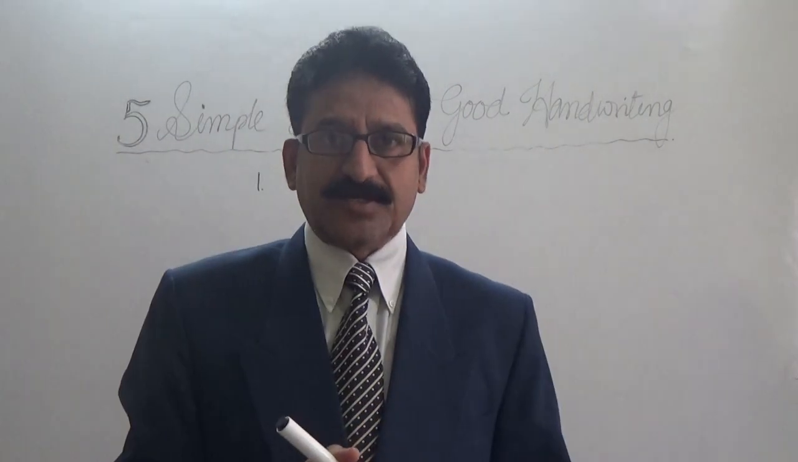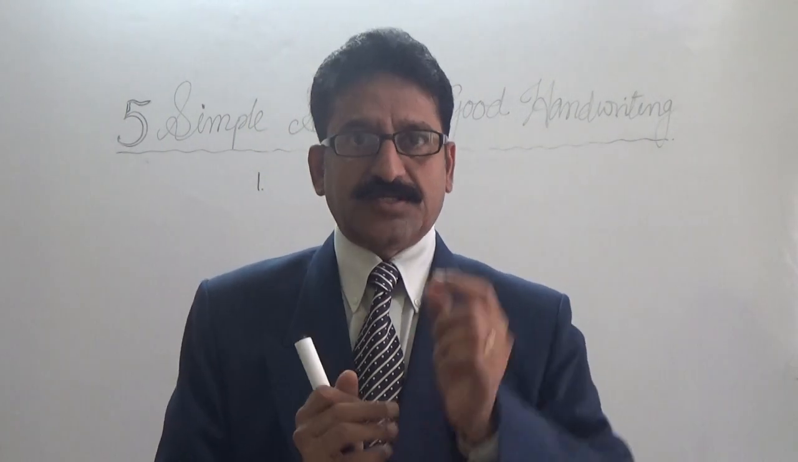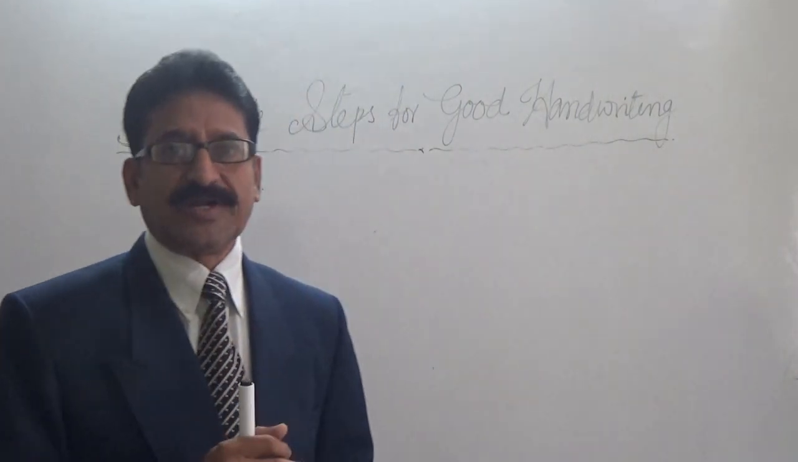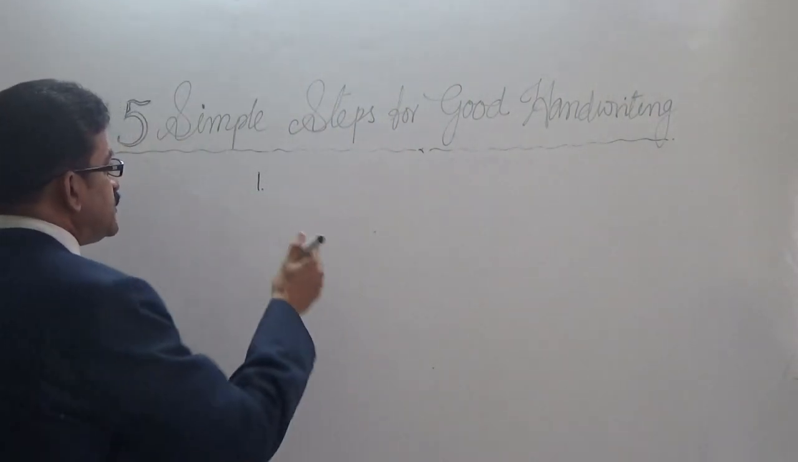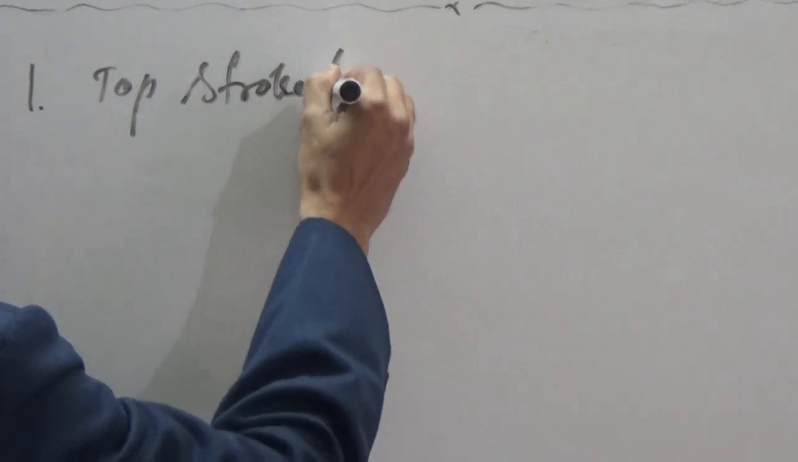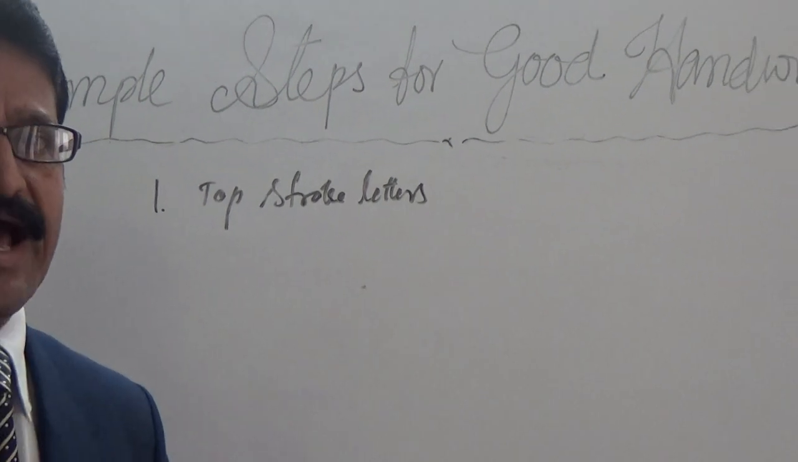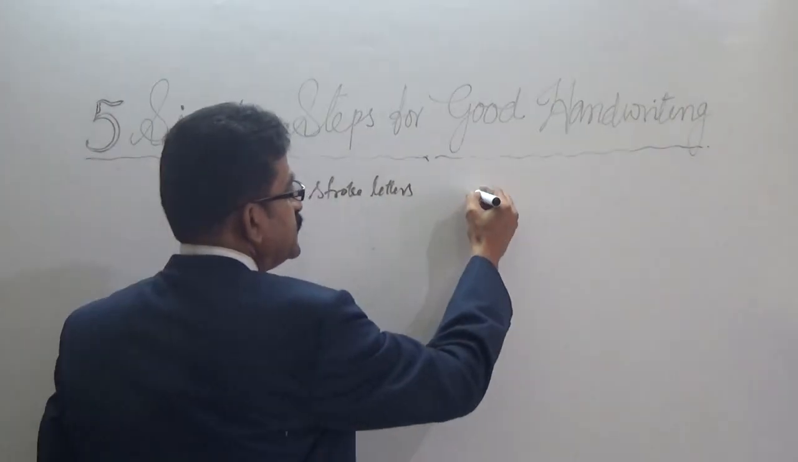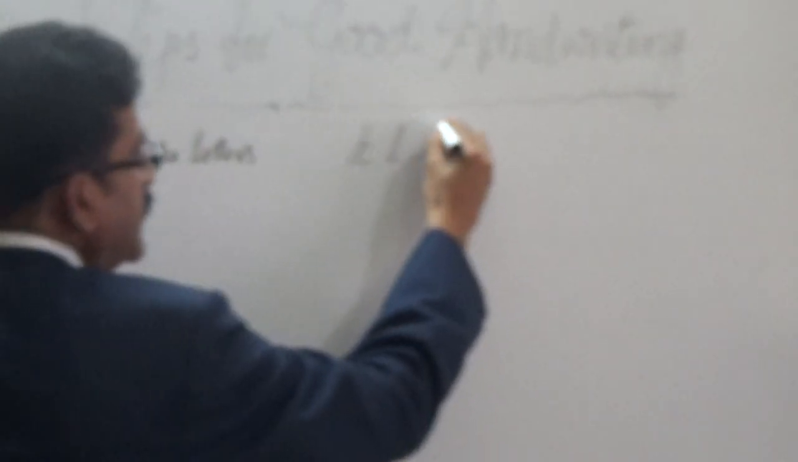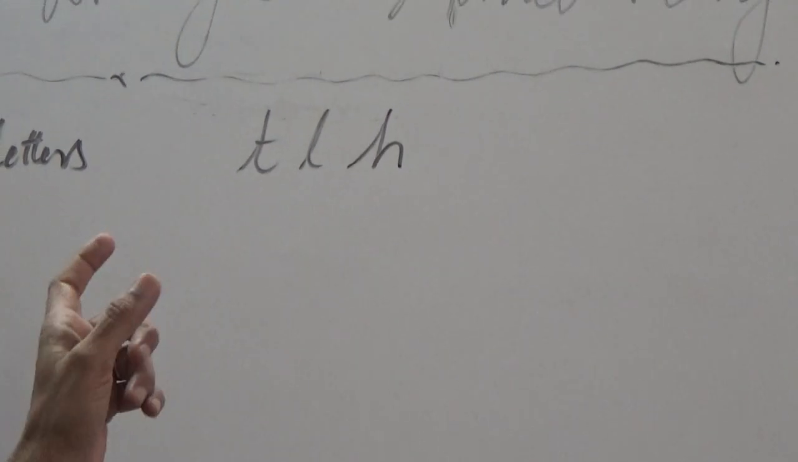actually in the English alphabet, we have 3 types of letters while we are writing: top stroke letters, bottom stroke letters, and middle stroke letters. See, top stroke letters. Some letters have a stroke towards the top. For example, T, L, H, isn't it like this? If you observe these letters, all are towards the top.